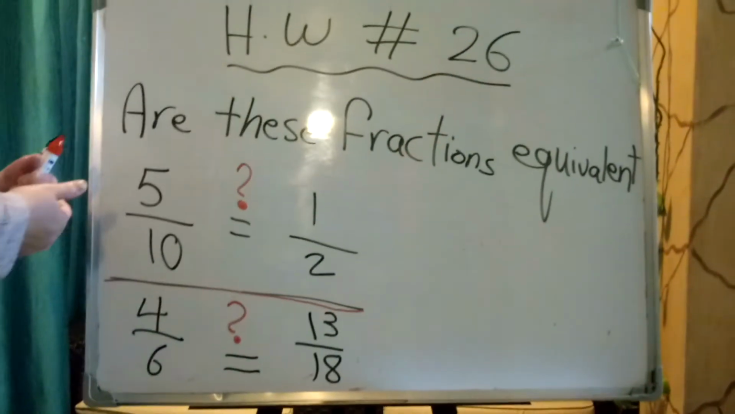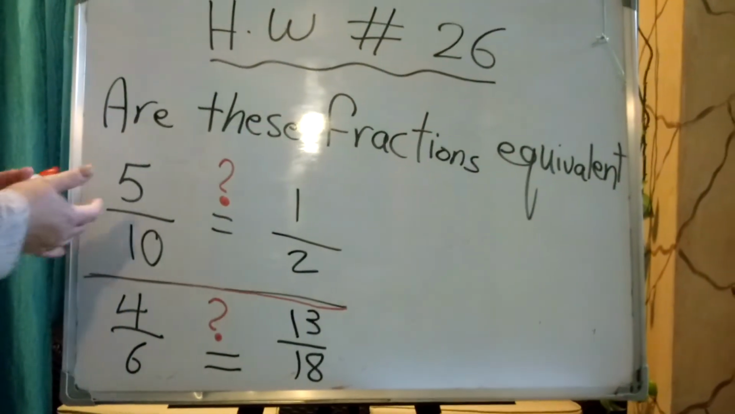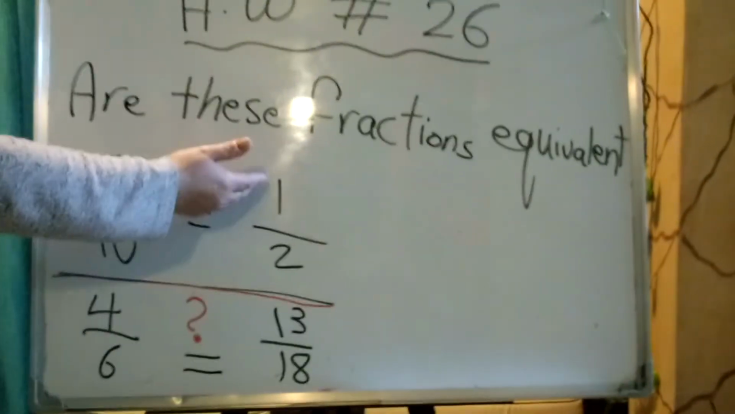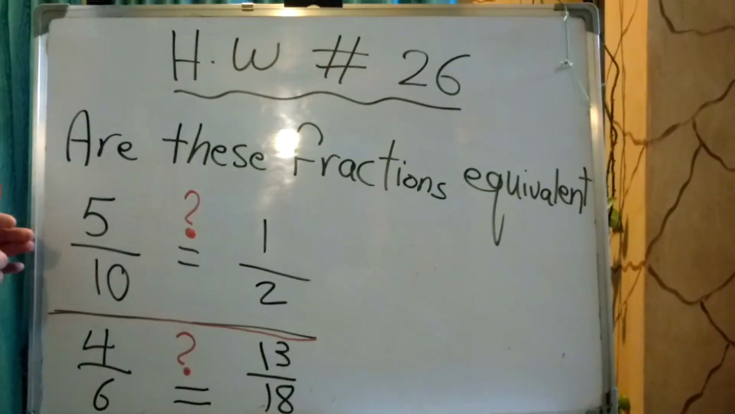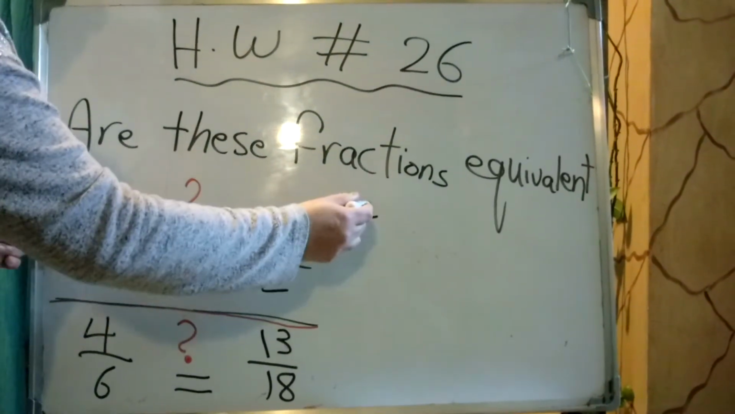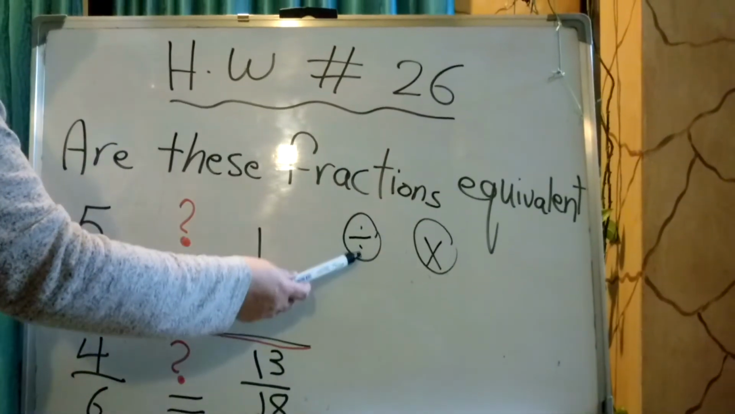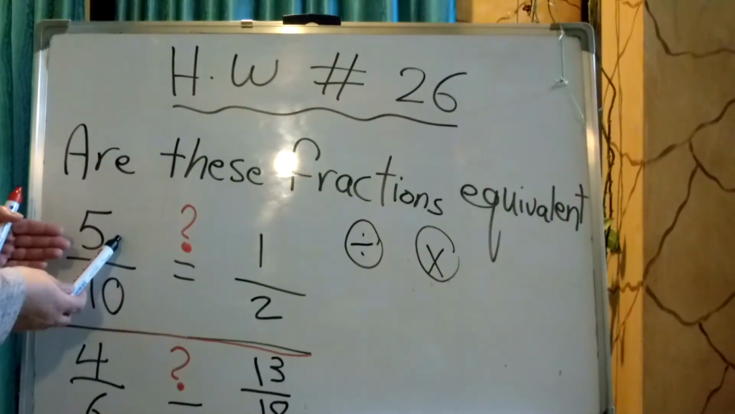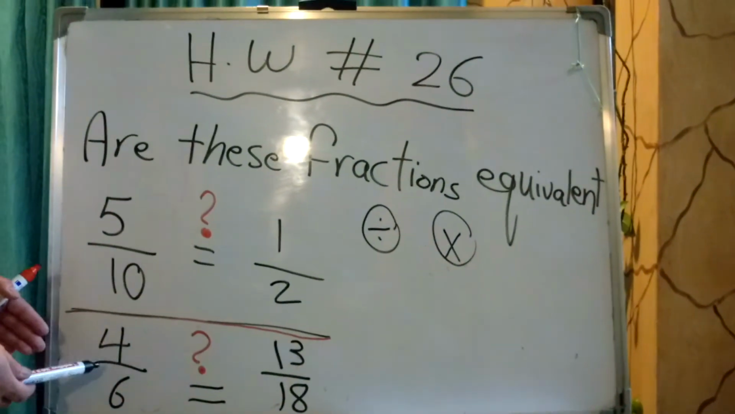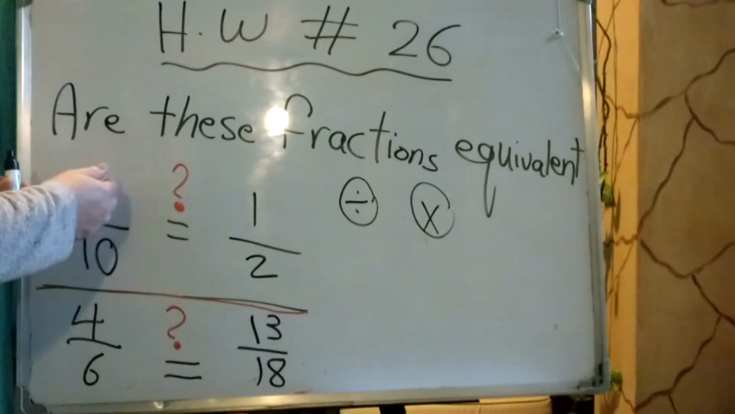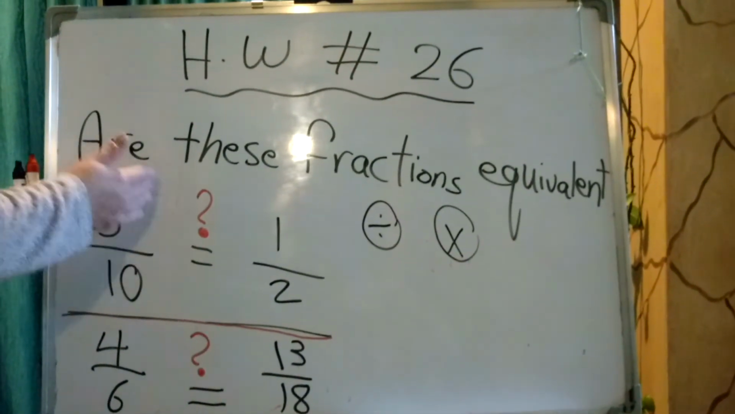Homework 26 will be about equivalent fractions. I want you to decide whether 5/10 is equal to 1/2, and whether 4/6 equals 13/18. Remember that you can use division or you can use multiplication, and the number you divide the numerator by should be the same number you divide the denominator by. And also, when you multiply by any number, you have to multiply the numerator and the denominator by the same number.